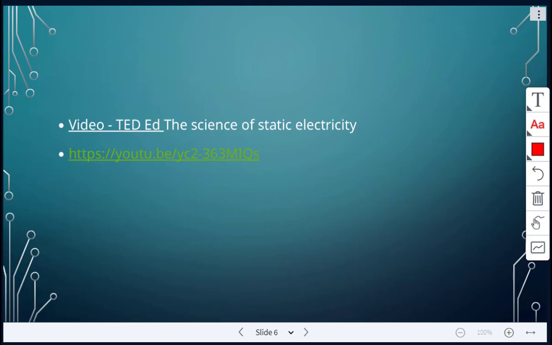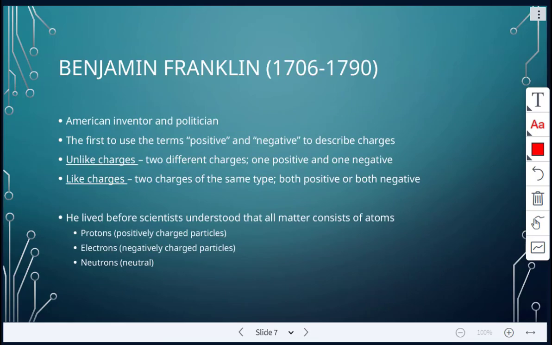All right, so we'll pause here. Okay, so Benjamin Franklin was an American inventor and politician. He was the first to start using the terms positive and negative to describe charges. Unlike charges are 2 different charges, so one positive and one negative. And like charges are 2 charges of the same type, so for example, both are positive or both are negative.